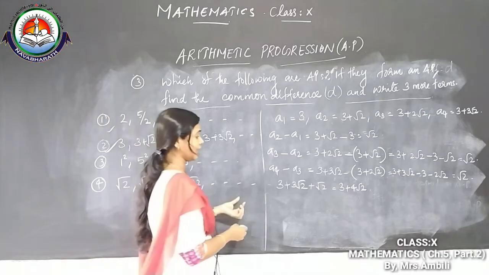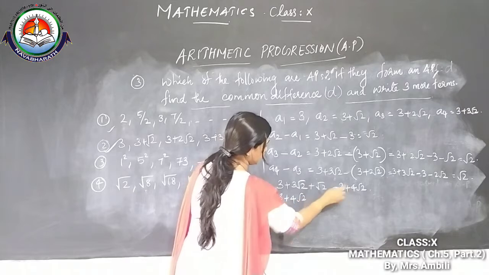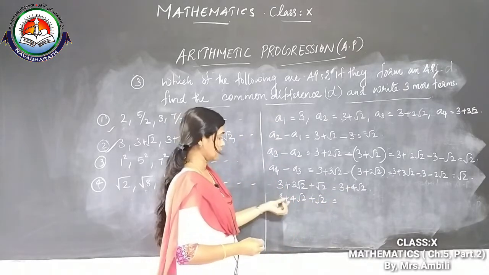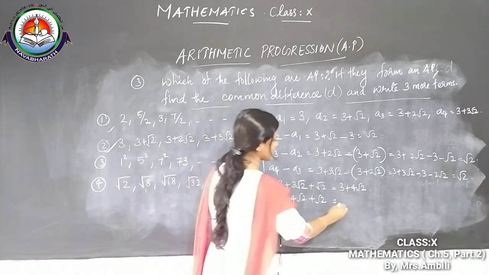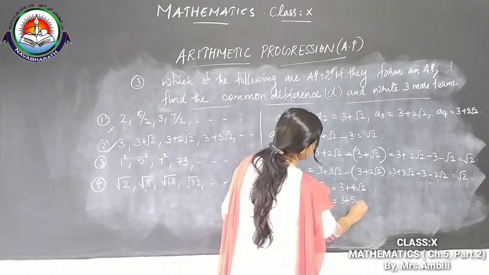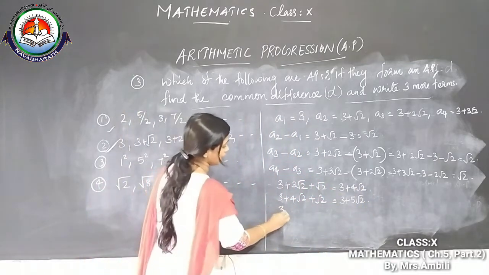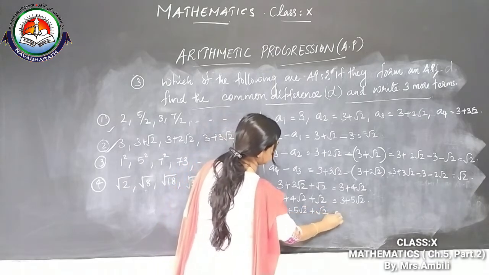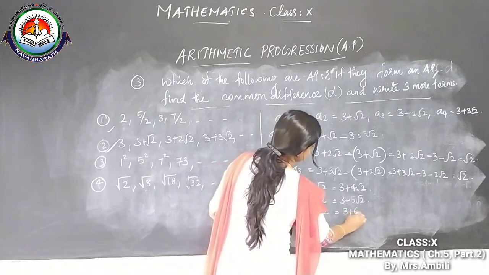Clear? The next, 3 plus 4 root 2 plus root 2. That is 4 root 2 plus root 2 is 5 root 2. So, 3 plus 5 root 2. The next, 3 plus 5 root 2 plus root 2, that is equal to 3 plus 6 root 2.